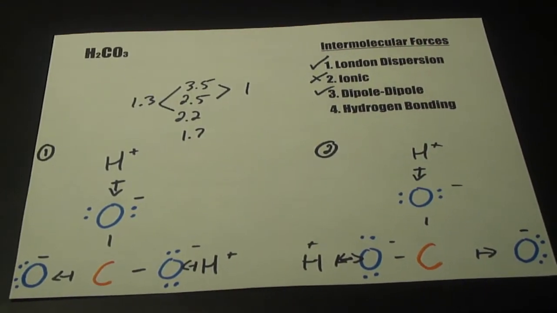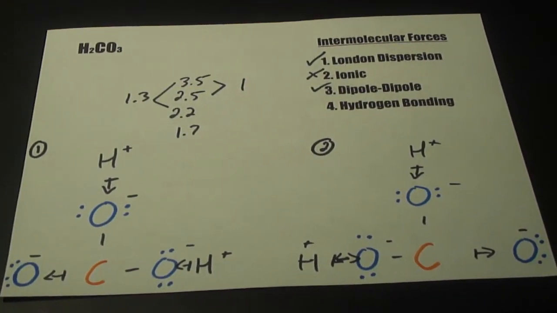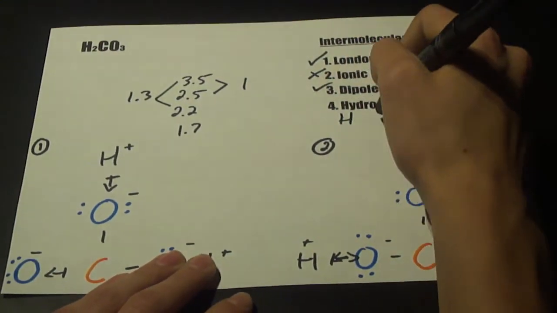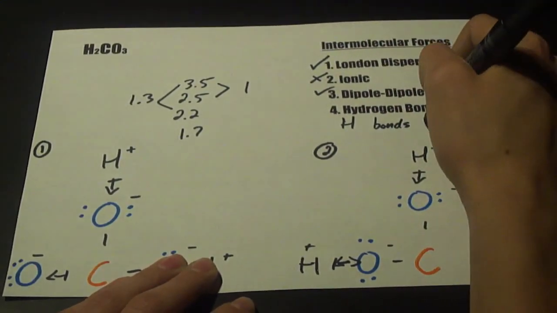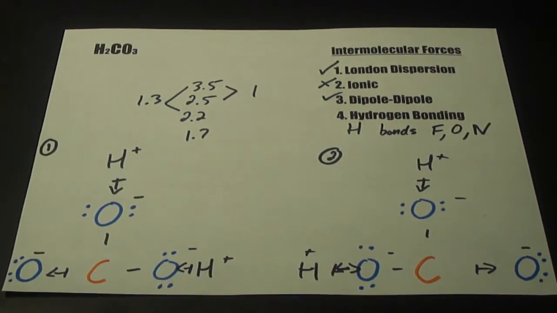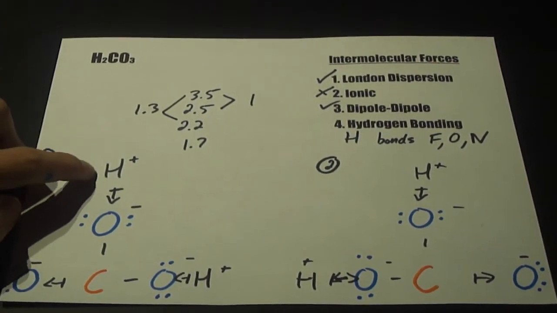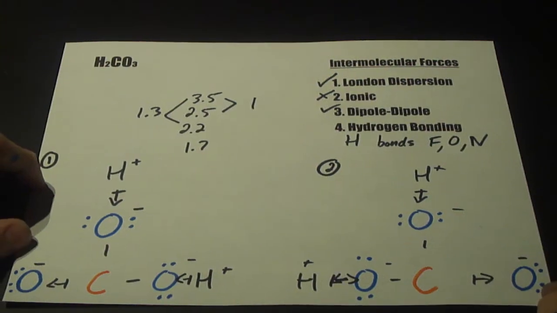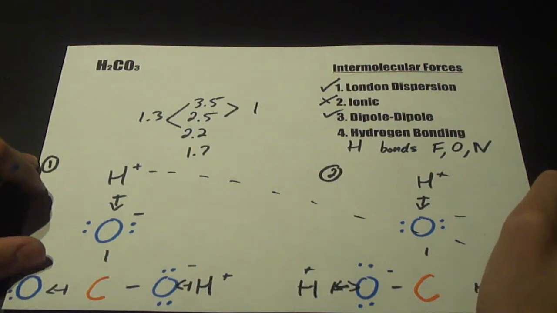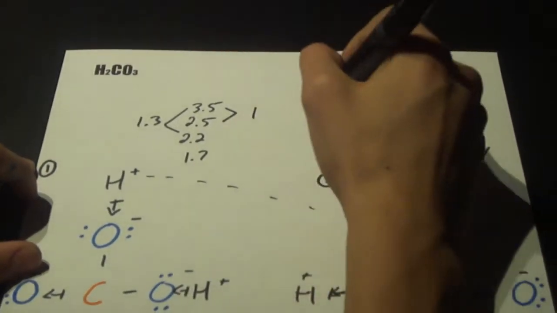Hydrogen bonding is a subset of dipole-dipole. Hydrogen bonding is an intermolecular force that holds together two dipolar molecules in which a hydrogen bonds with a fluorine, oxygen, or nitrogen of another molecule. So, let's look at this. Since we have a positive hydrogen on this side and a heavily negative oxygen on this side, the positive can be attracted to the negative oxygen. And since this is a bond between hydrogen and oxygen, this is hydrogen bonding.